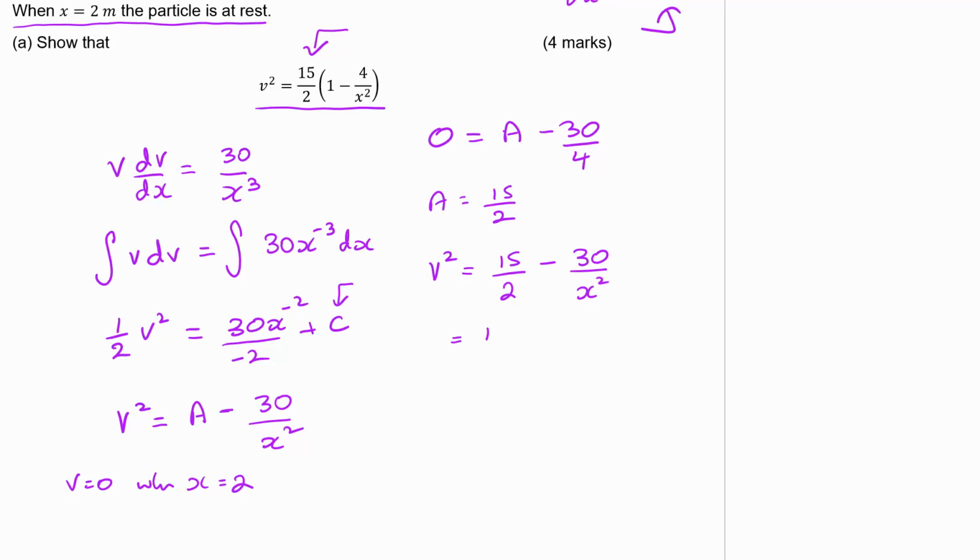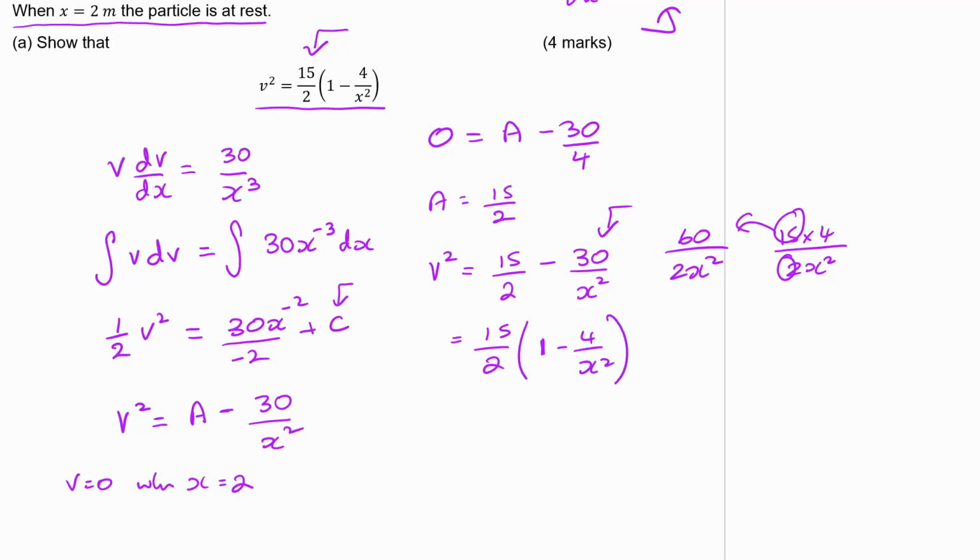So if we take 15 over 2 out of here, we'd have 1 here. Now, think about this as being 60 over 2x squared, and that would be 15 times 4 over 2x squared. So if we take 15 over 2 out, we're left with 4 over x squared, as required.